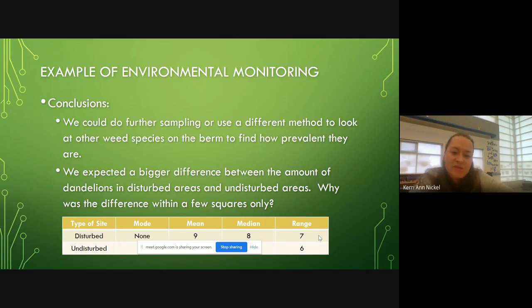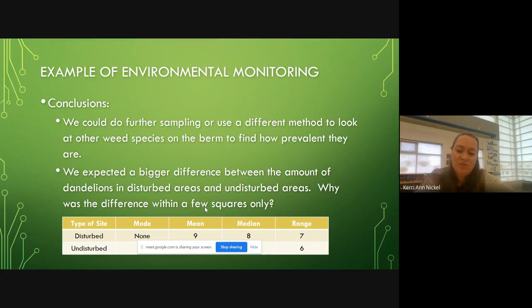Now, one thing that was curious to us, and so another thing we put in conclusions are other questions that came out of the study. So my daughter and I were really curious that there wasn't a bigger difference between the amount of dandelions in undisturbed areas and disturbed areas. So, why wasn't there much of a difference? In fact, the range was fairly close, the median was fairly close. There was a difference in the mean number. So, the mean number of dandelions for disturbed heights was much higher, but for undisturbed sites, it was lower. So, we were kind of interested.